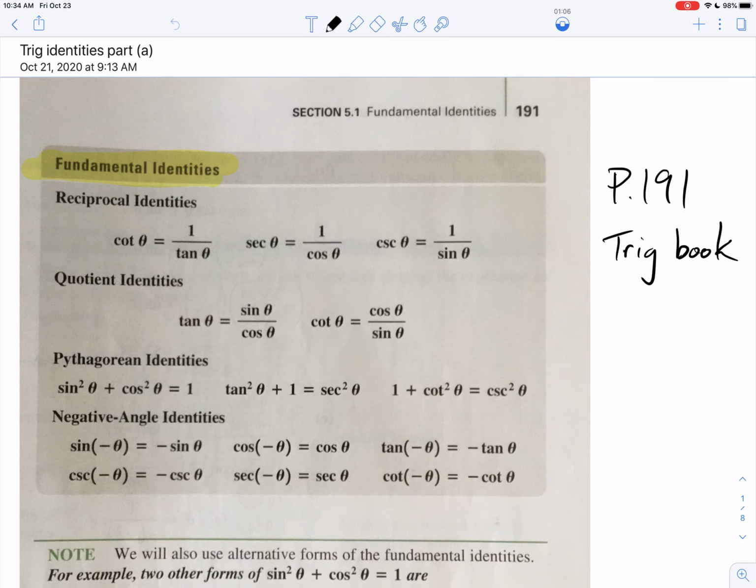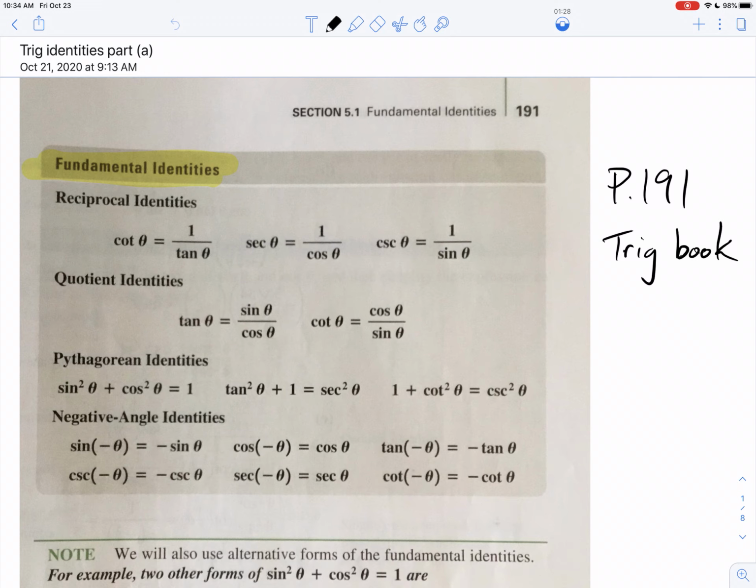But here's what I'm going to do. I'm going to break these down one by one. The easiest one to understand is the negative angle identities. It's at the bottom of the list here, but since we just got through graphing, it's easy to illustrate this one. So here's basically how it works.